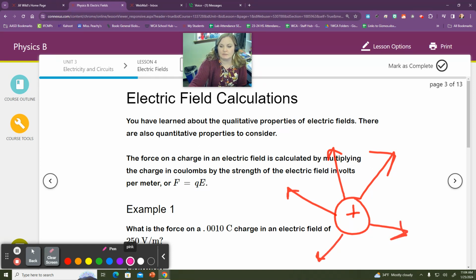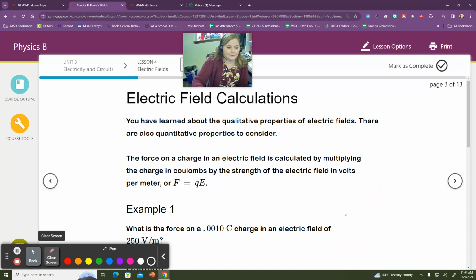My pictures are terrible, but we have a test charge that we place someplace in this field, and the test charge is always going to be positive. That's usually the standard. Because it's positive, it's going to be repelled from the positive charge that's creating the field. This is our field generating charge, and the test charge is going to be repelled away from it. How strong the field is determines how much force is pushing on our little test charge.